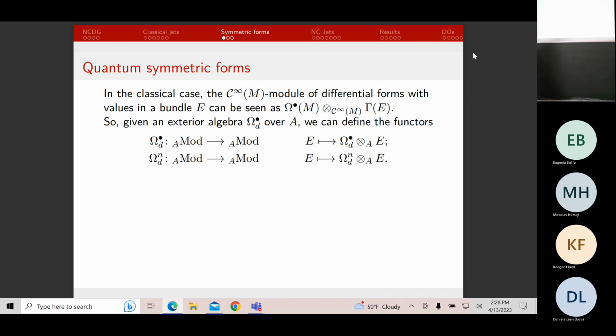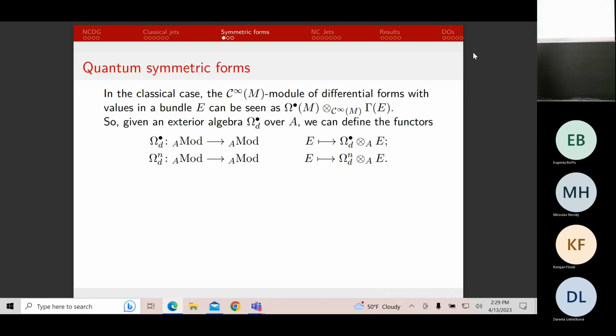So let's start from the generalization of S^n. Before that, in differential geometry, whenever we have this C-infinity(M) module of differential forms valued in a bundle, we can interpret these sections as the tensor product of real differential forms, tensored over C-infinity(M), with the sections of the bundle. So it makes sense also in the non-commutative context to interpret the algebra of exterior forms as an endofunctor of the category of left A-modules. So we map each bundle into the bundle of differential forms. So it's a tensor functor.